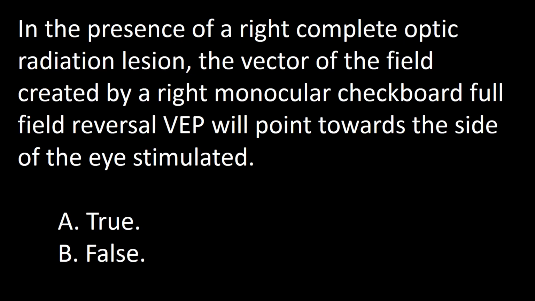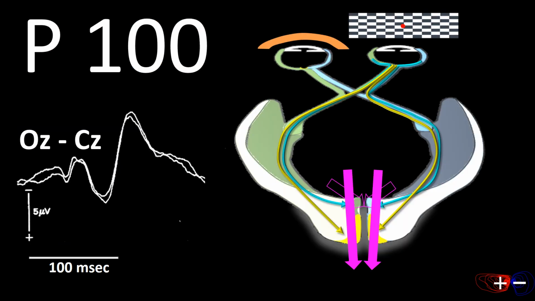Next question. In the presence of a right complete optic radiation lesion, the vector of the field created by a right monocular checkerboard full field reversal visual evoked potential will point toward the side of the eye being stimulated. A true, B false. A normal right monocular checkerboard full field reversal visual evoked potential vector points directly backwards, as we have said quite a few times. A right monocular checkerboard full field reversal visual evoked potential vector in the presence of a complete right optic radiation lesion does not point directly backwards.